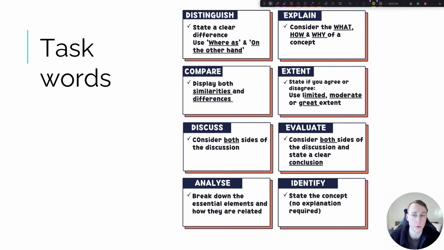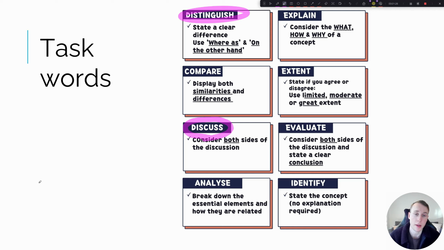So moving forward, it's really important that as we're starting a new unit, we go back and refresh our memory on what's required of these task words. Just remember some task words like distinguish, for example. If you get asked to distinguish 2 things in a question, make sure you're stating a really clear difference. Another common mistake I really see is that if you get asked a discuss question, which is really likely on this SAC, make sure you're considering both sides.